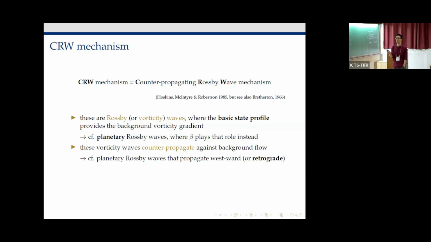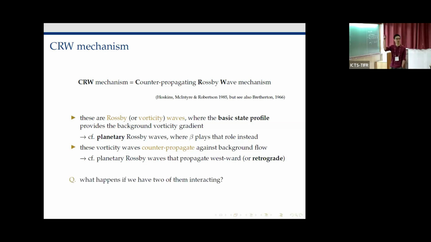There's the wave, and there's the Rossby part. The Rossby part comes from the analogy with planetary Rossby waves. In planetary Rossby waves, it's beta that gives you the propagation mechanism. When you have a background flow or background basic state, it's the background basic state that gives you the vorticity gradient, allowing these kind of waves to propagate. That's why these are sometimes called Rossby waves. I would call them vorticity waves. And the key part is that these vorticity waves tend to counter-propagate against the mean flow.